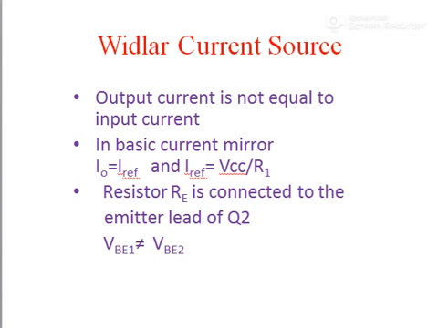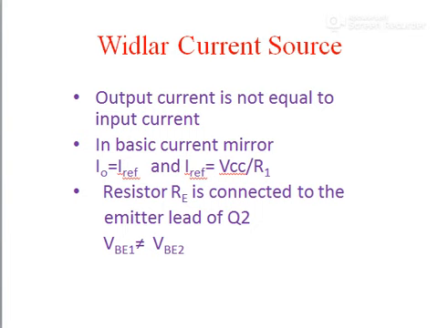So when we need a low value current source, the value of resistor R1 must be sufficiently large that it cannot be fabricated economically in IC form. So this is the drawback of the basic current mirror circuit. To overcome this, Widlar current sources are used.